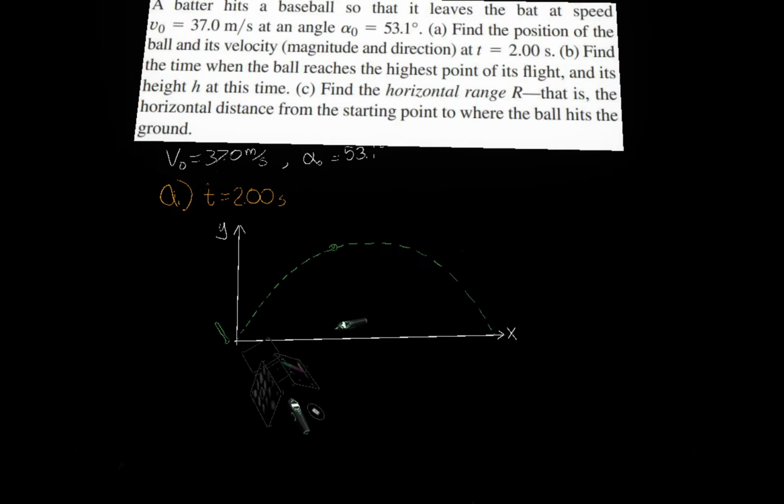So what we're given is the initial velocity. Velocity I think I did in red. Velocity is something, and I'm going to make it larger, just so we have some clarity here. That's velocity, and that's the initial velocity, so v naught. And we are also given the angle from the horizontal. That's alpha naught.